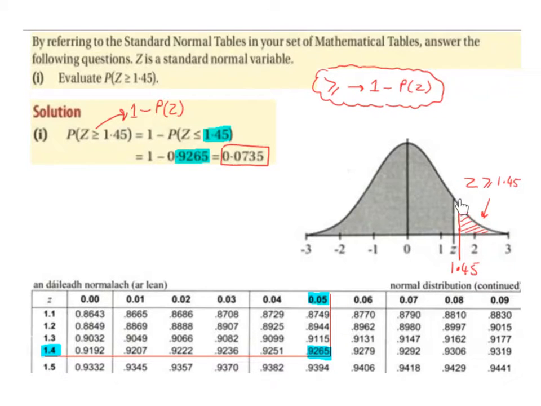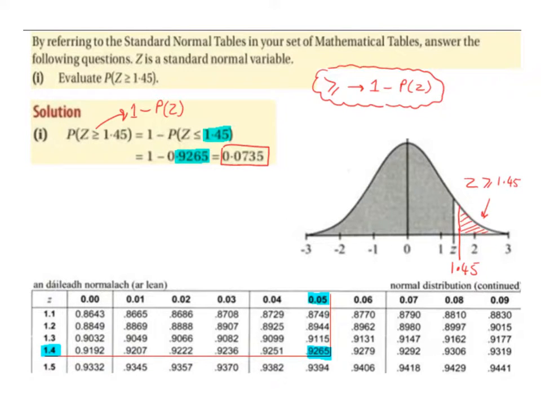So here we have 1.45 on our curve, and we can see that the shaded part to the right of that is greater or equal to 1.45. So for Z greater or equal to 1.45, it's the shaded area to the right of 1.45. So this is the same as getting 1 minus the probability that Z is less than 1.45.